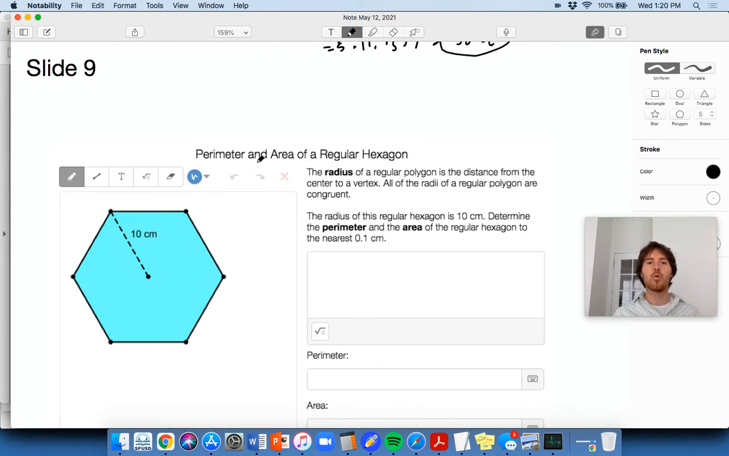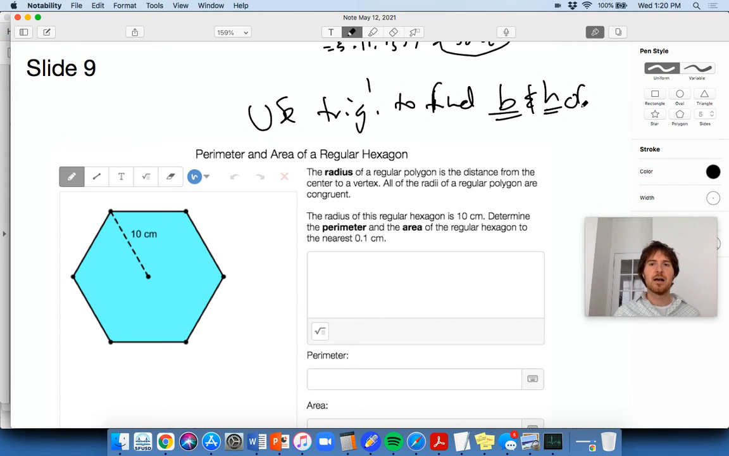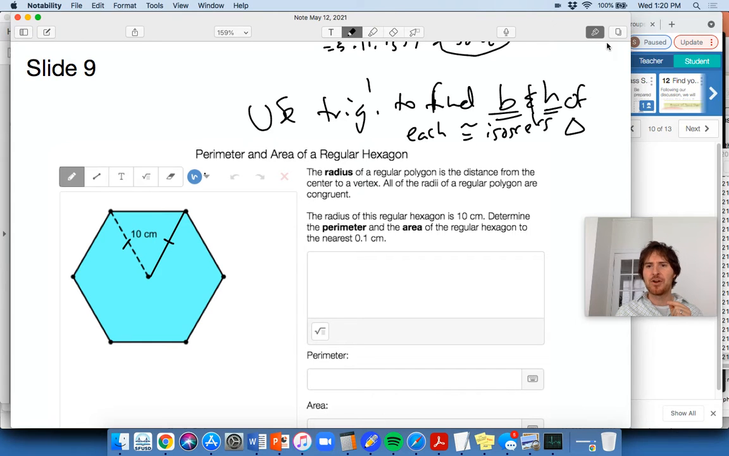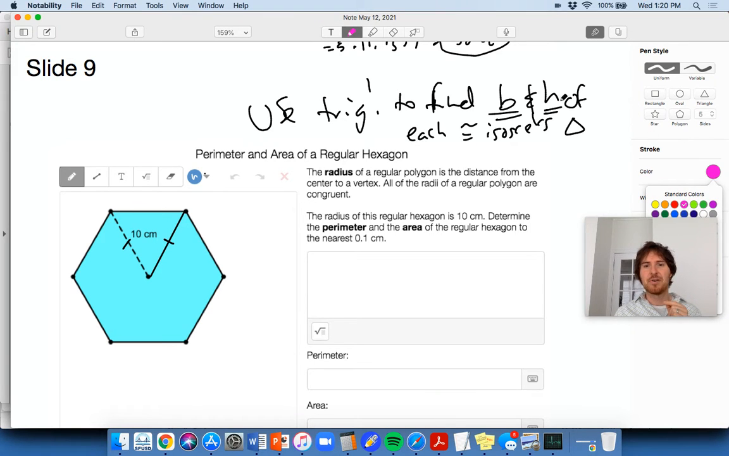This is a hexagon. Remember, we had to use trig to find the base and height of each congruent isosceles triangle. What do we mean by that? Well, boom, we got a radius here. That's 10 centimeters. That's 10 centimeters. What do I do next? I can find my altitude, otherwise known as the apothem of this. We'll explain what an apothem is a bit later.